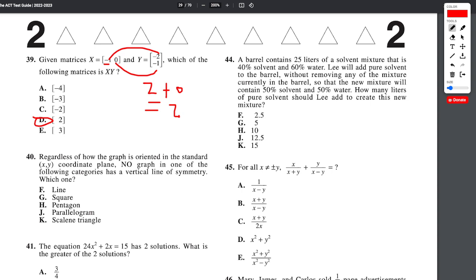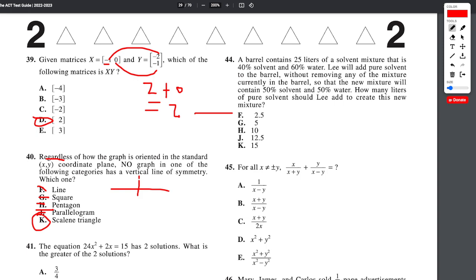D. Alright. Number 4. Actually, enough room to do that. Y'all can see that problem, so I'll just do it here. Regardless of how the graph is oriented in the standard x-y coordinate plane, no graph of the following categories has a vertical symmetry. Well, to the best of my abilities, you can make a vertical line of symmetry for the square, the pentagon, and the parallelogram, somewhat diamond shaped, but you can't do it for a scalene triangle. All the side lengths are different. It's a weird little triangle thing. It's a lost cause. So yeah, 40 is K.